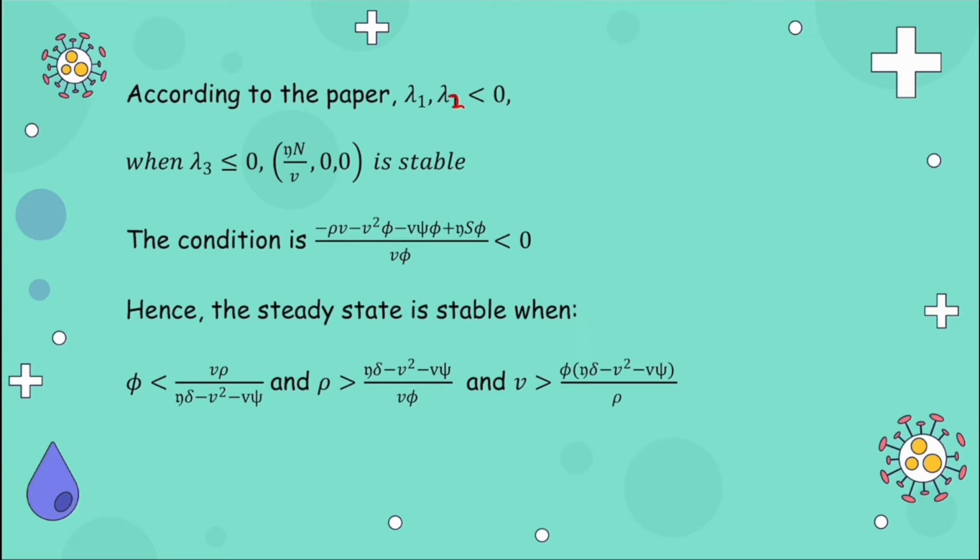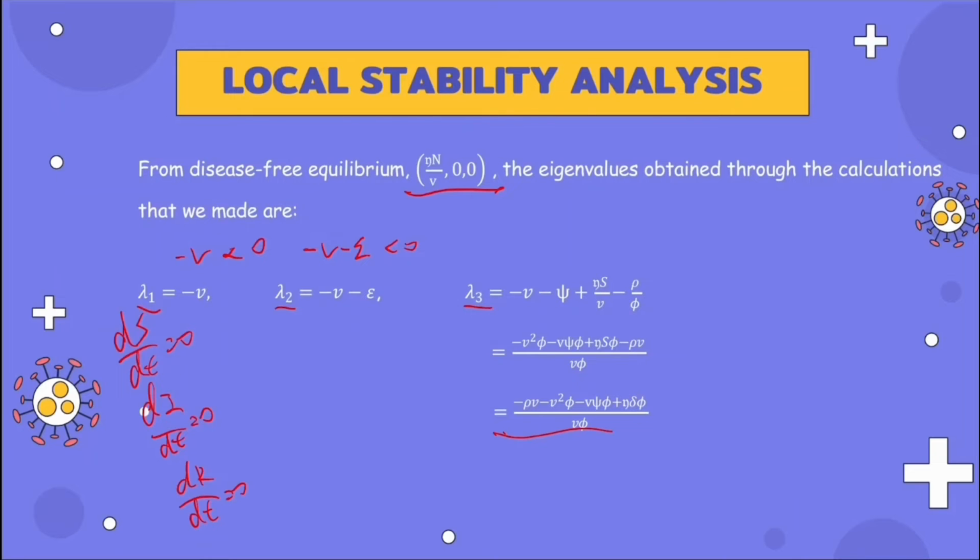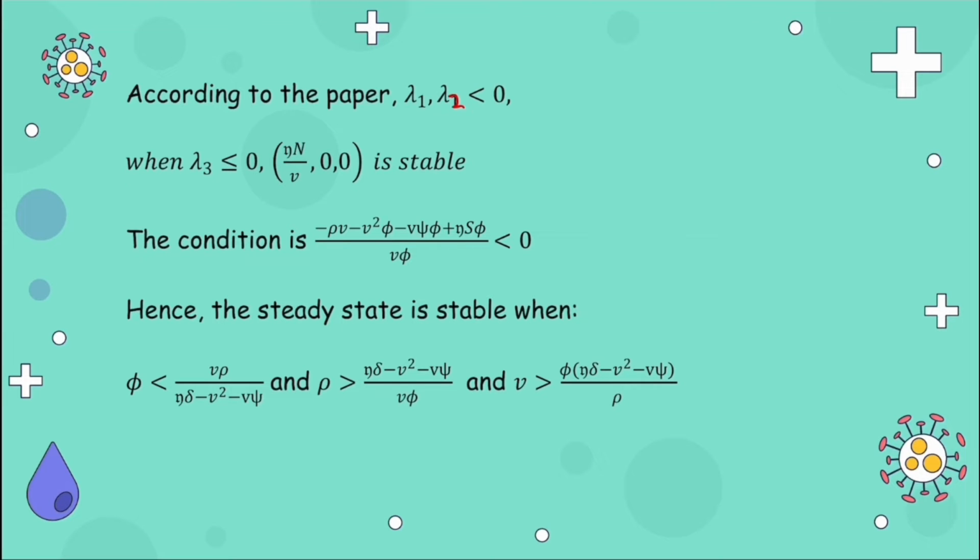When the eigenvalues of a Jacobian matrix are less than or equal to 0, the equilibrium is stable. They will consider lambda 3. When lambda 3 is less than or equal to 0, the right hand side is less than or equal to 0. Then according to different parameters, we get the following answers, these 3.